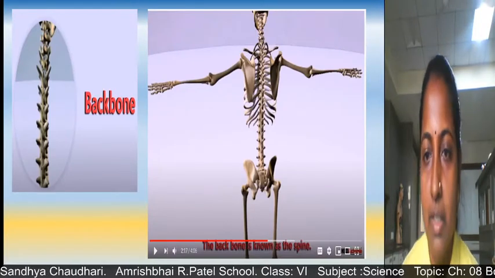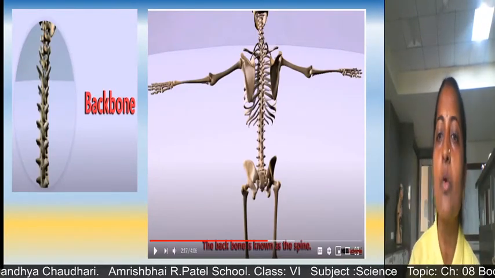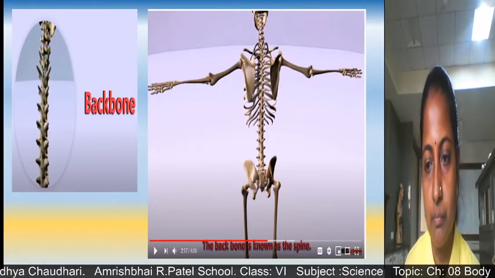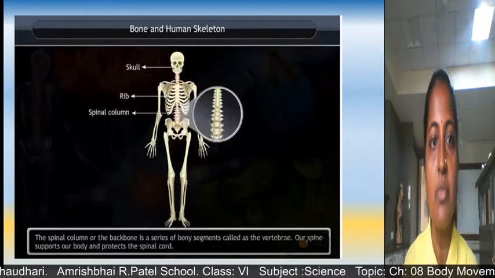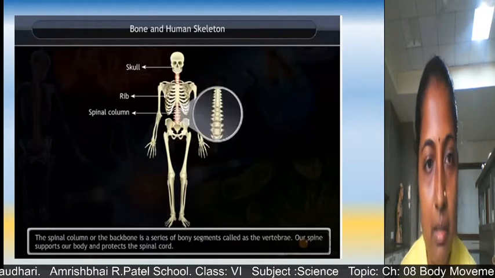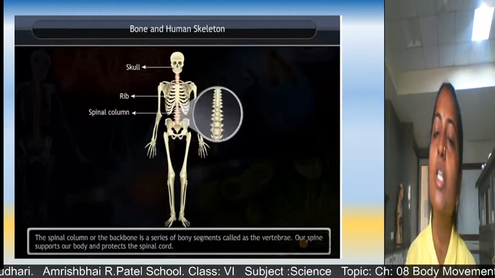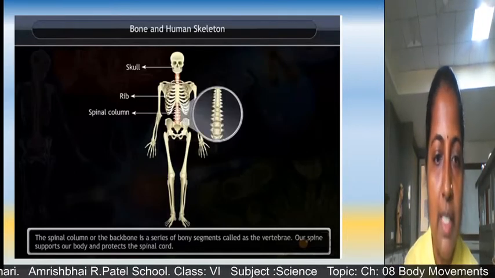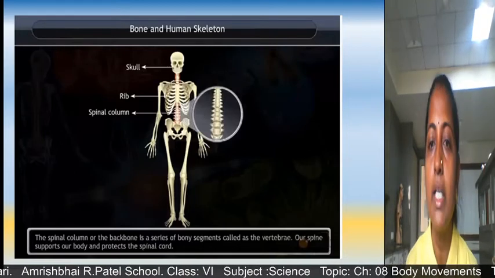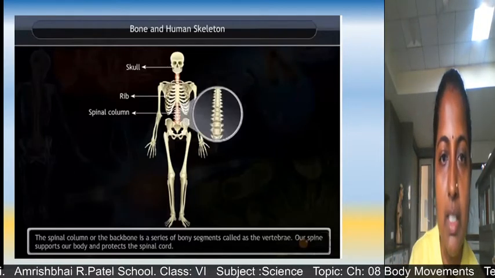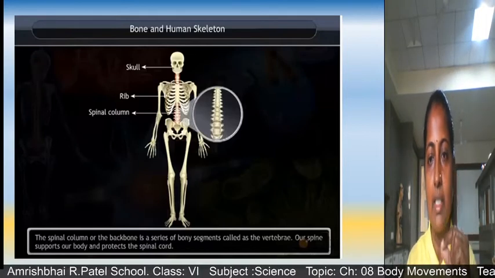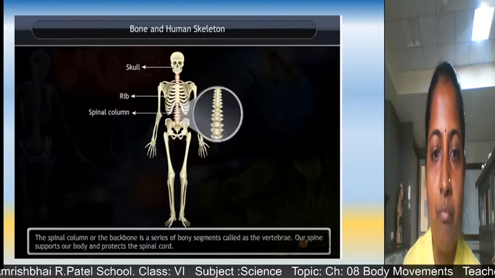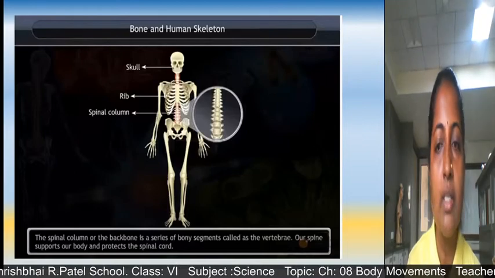Now after studying about a skull and the rib cage, we will see now backbone. So backbone is known as spine also. Now here you can see it in the diagram, children, skull is there, ribs are there, spinal column is there, and the spinal column or the backbone, it is called spinal column also. So spinal column or the backbone is a series of bone segments called vertebrae. As you can see in this figure, these are the series of bone segments. If you touch at back side, you can feel that circular structure. And our spine supports our body and protects the spinal cord.